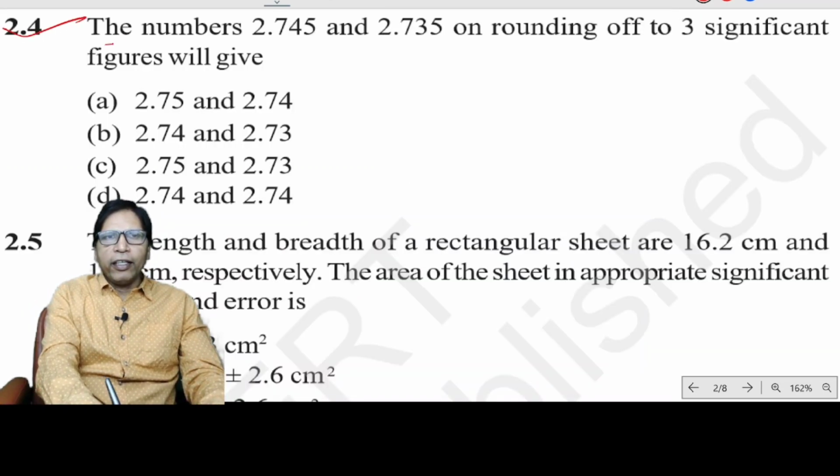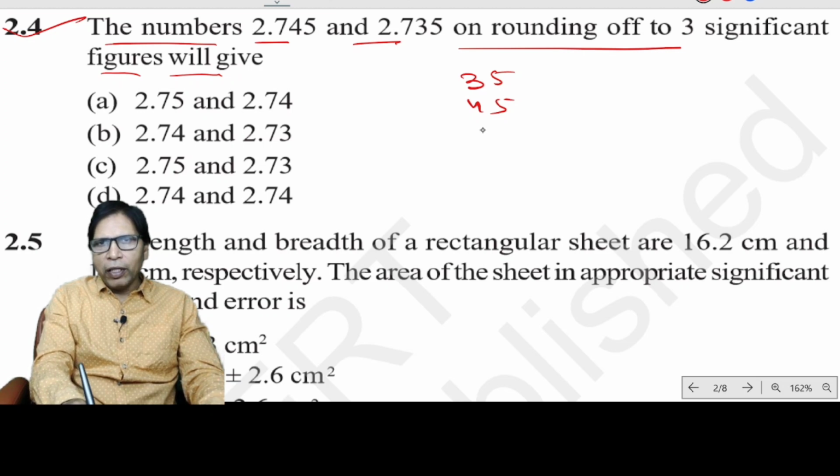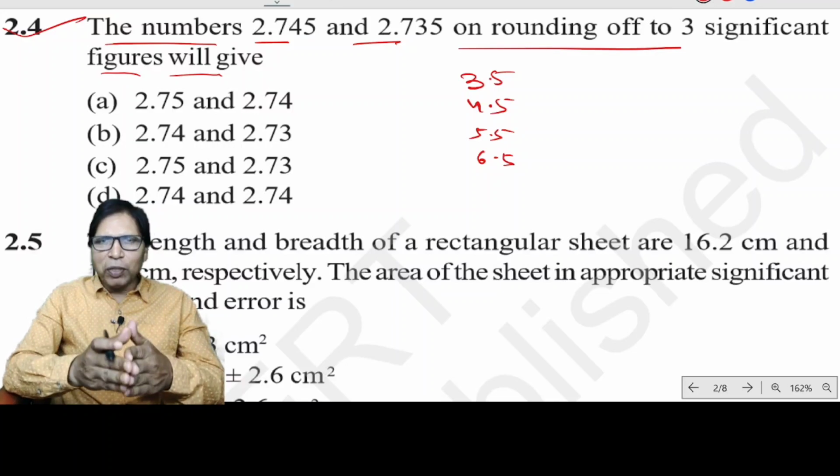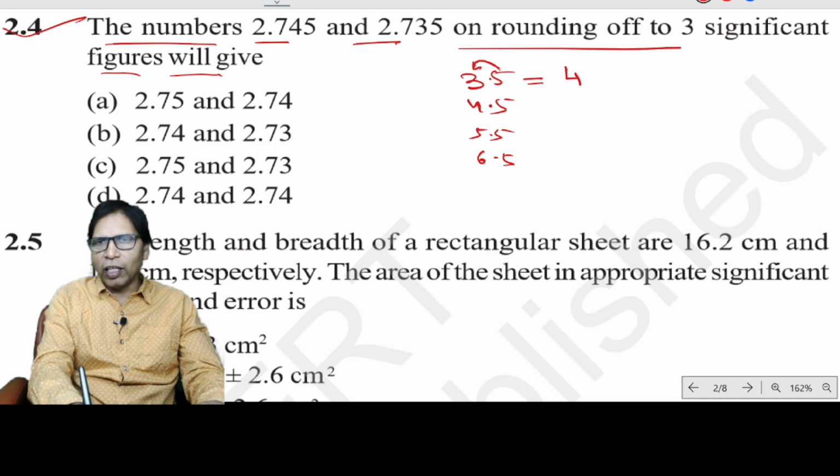Now look at this. The numbers this and this on rounding to 3 significant figures will give. If we round 3.5, 4.5, 5.5, 6.5 to 1 decimal place, then look at this. If an odd number is present before the 5, then 1 addition takes place. So this is 4. If an even number is present, no addition takes place.